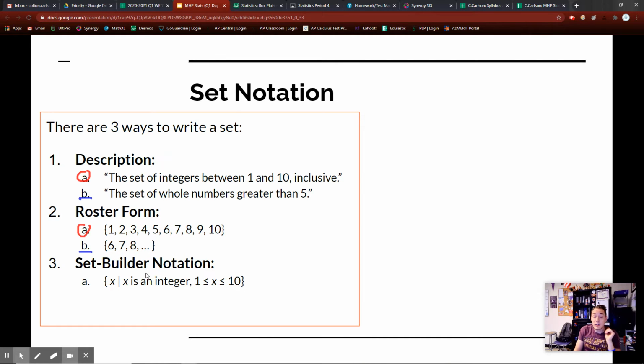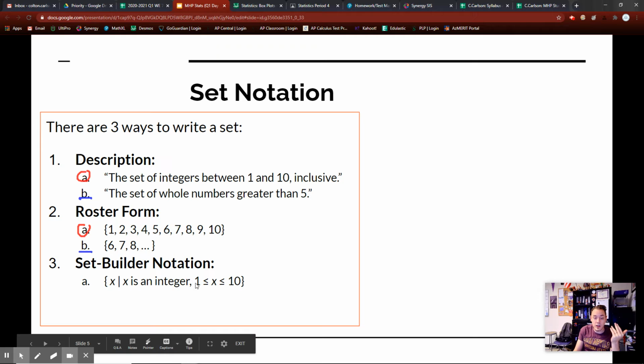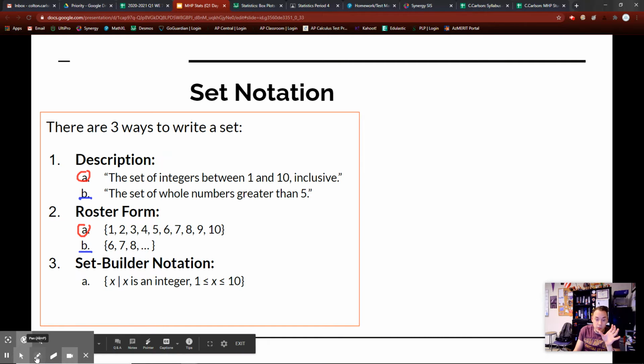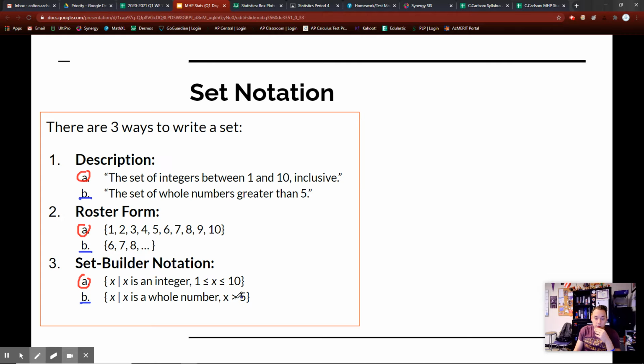Okay, so it is literally what I just showed you in the last slide. The set of all x such that, that vertical line, x is an integer where 1 and 10 are the outside bounds, and in between x is residing. So where x is between 1 and 10. So again, this a corresponds to all the other a's, and this b corresponds to the other b's. The set of all x such that x is a whole number where x is greater than 5.